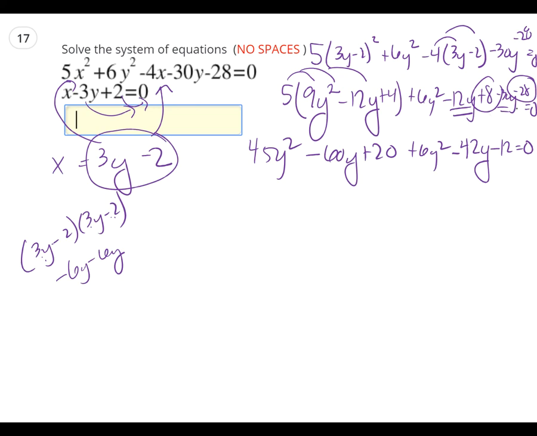So negative 12, no. Negative 20. Is that right? Now I've got it right, negative 20? That's right. It's a negative 28 and positive 8 is negative 20. Alright, 45, so wait, 45y squared plus 6y squared is what?